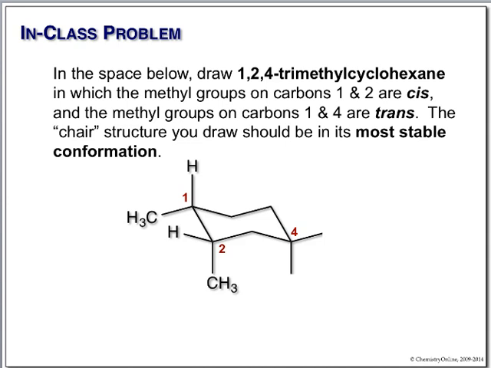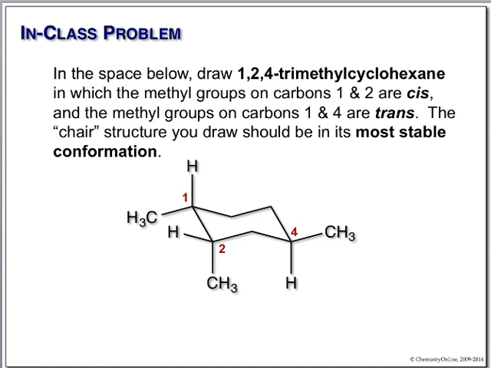So let's look at carbon 4. The methyls on carbons 1 and 4 are trans. That means, since this one is pointing down on carbon 1, this one on carbon 4 must be pointing up, because they're trans to each other. So we're going to draw this like this. 1 and 4 are trans, and those are equatorial. We have equatorial, axial, and cis for 1 and 2.